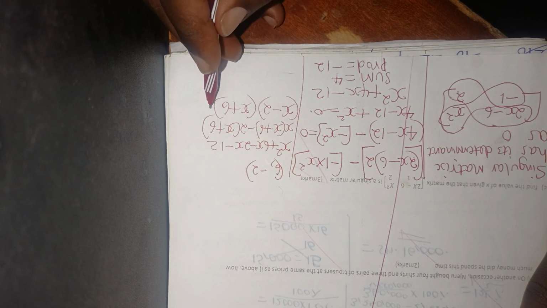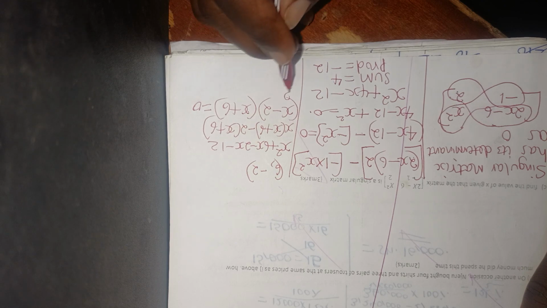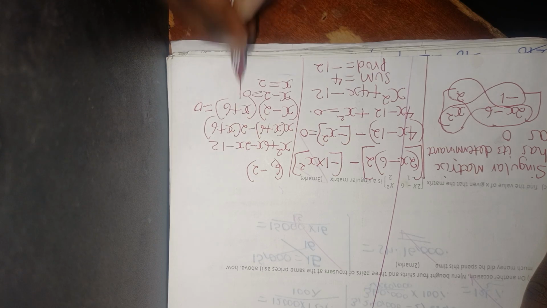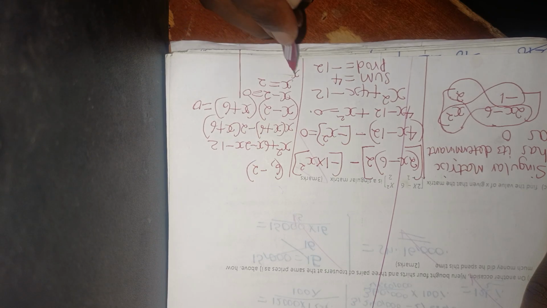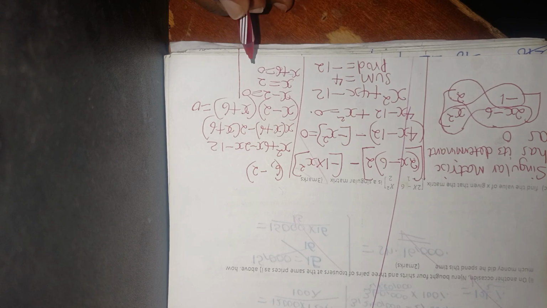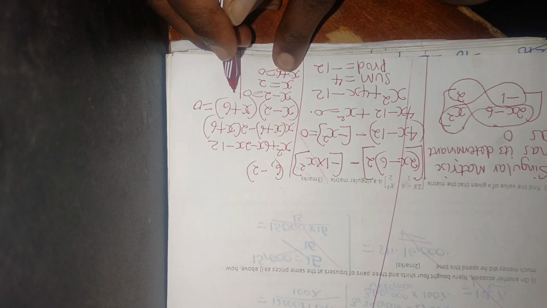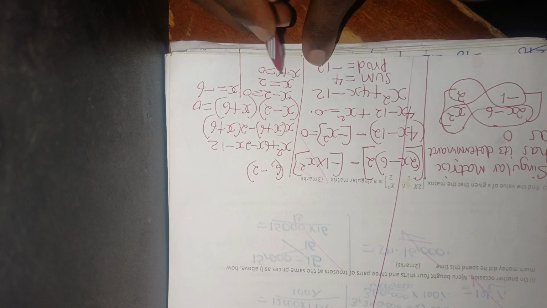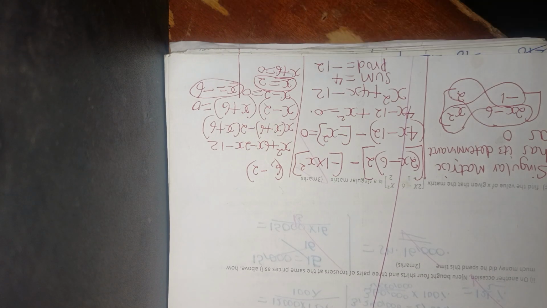So we equate this to 0. x minus 2 equals 0, so x equals 2. Then x plus 6 equals 0, so x equals negative 6. So x is either 2 or negative 6. Those are the possible answers in as far as that matrix being a singular matrix is concerned. Okay, that is all about that question.